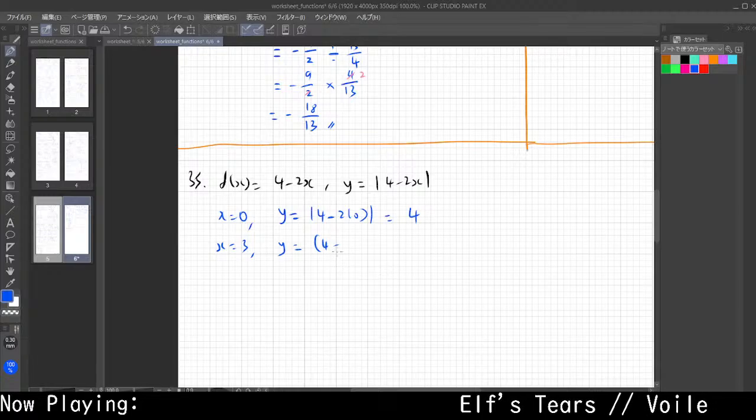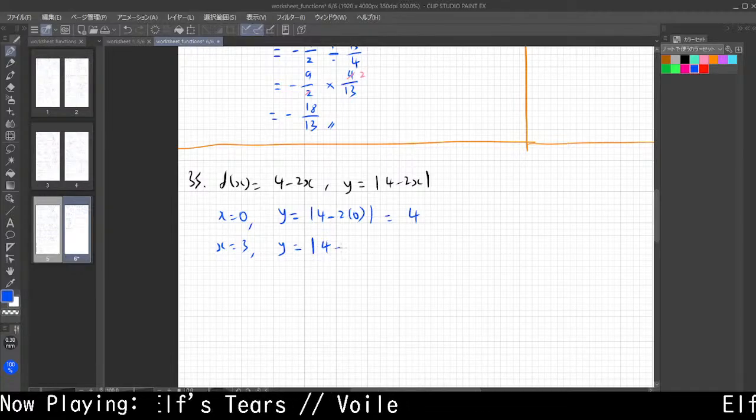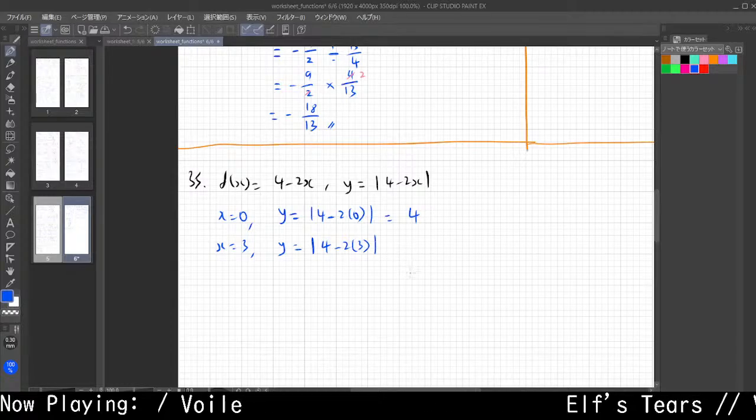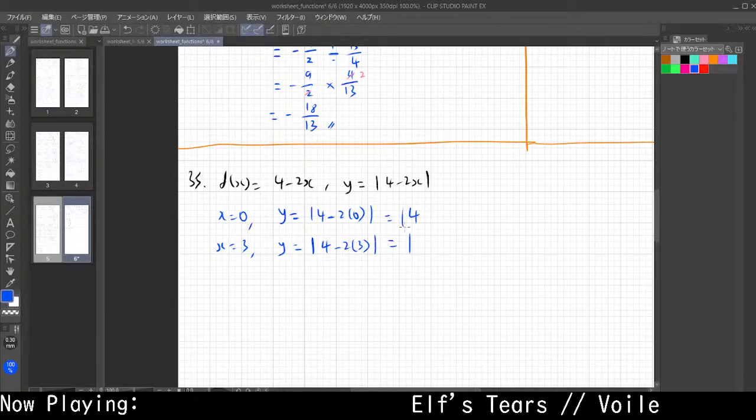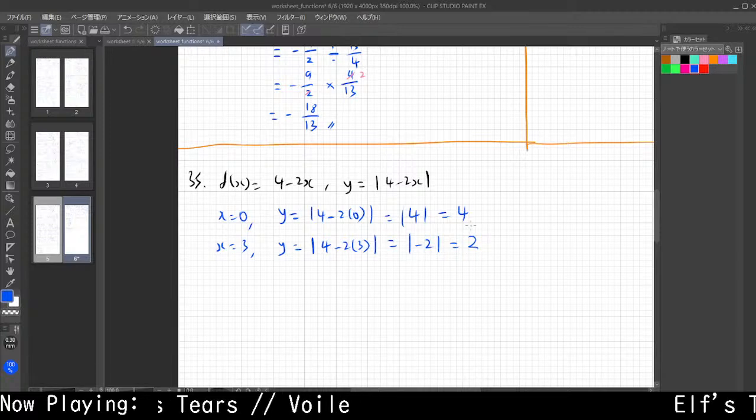x equals 3, y equals, let me just write it properly. y equals the absolute value of 4 minus 2 bracket 3. This is equal to 4 minus 6, negative 2. Negative 2 changes to positive.